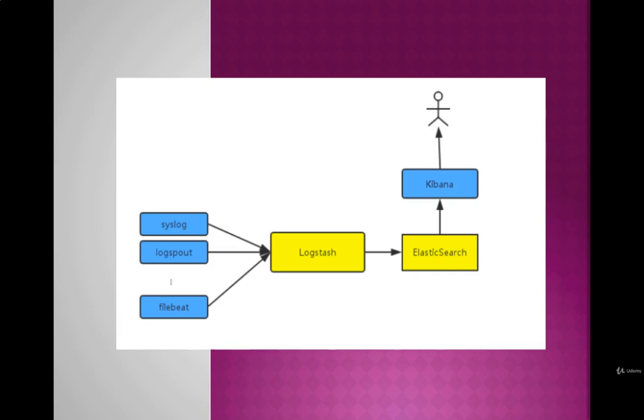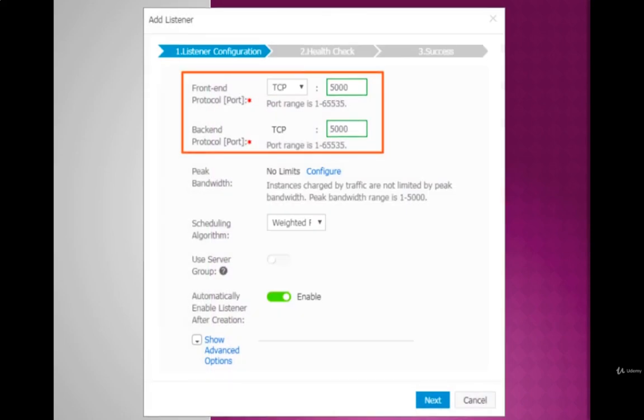Add two listeners for the created server load balancer instance. The front-end and the back-end port mapping of the two listeners are 5000 is to 5000 and 5044 is to 5044 respectively, with no back-end server added, as you can see on the screen.